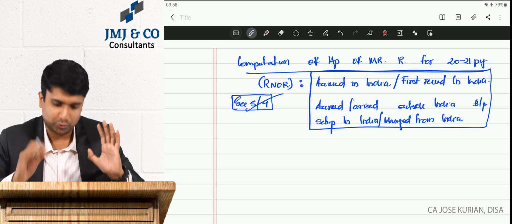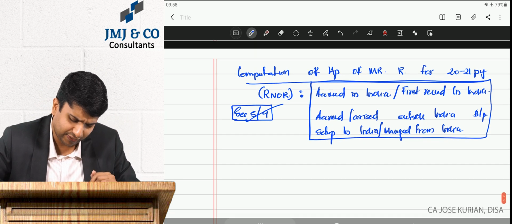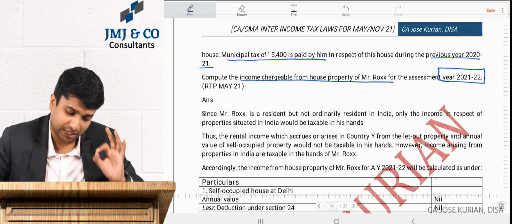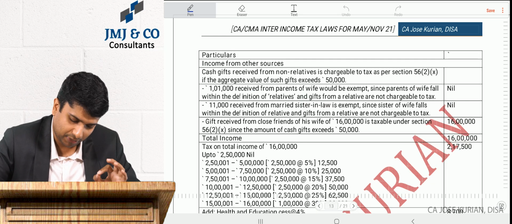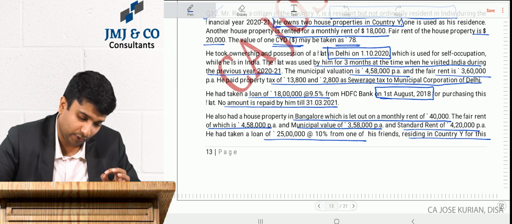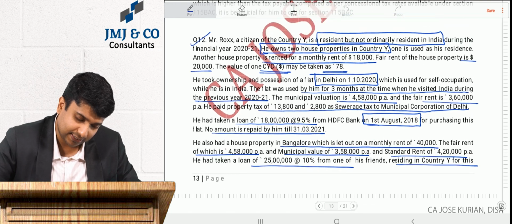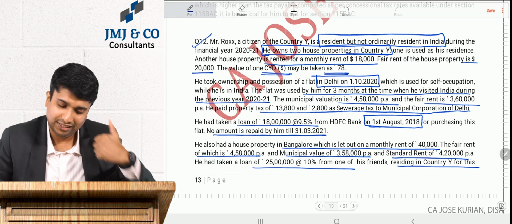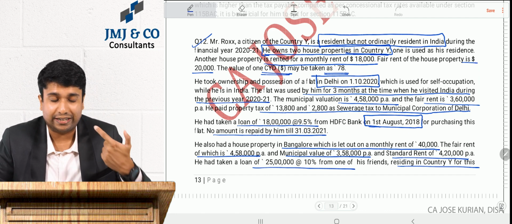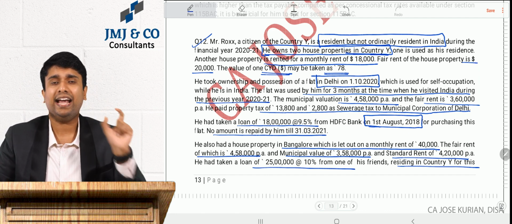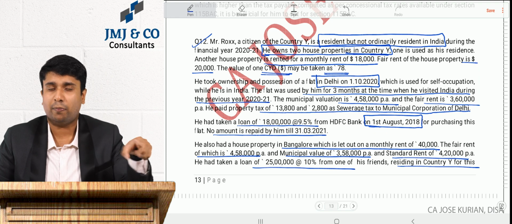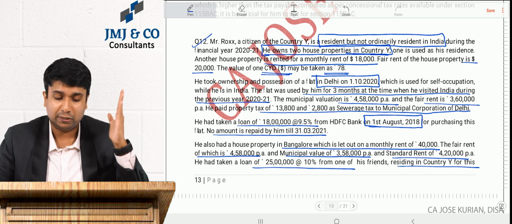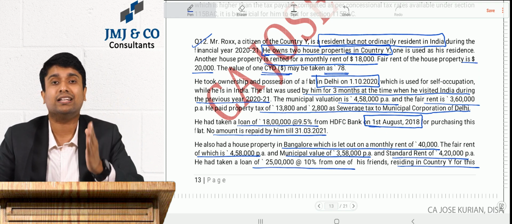Now let's compute the house property income. First of all, we will consider the house properties which are in country Y, because he has some house properties in country Y. So friends, please listen. He has two house properties in country Y. One is self-occupied and the other one is actually rented out. Now the question is, do we have to consider those house properties in country Y for the purpose of computing his total income in India?